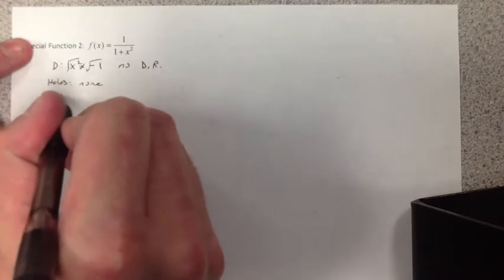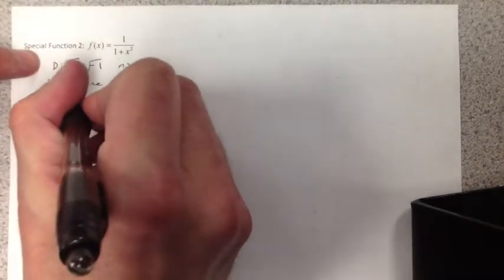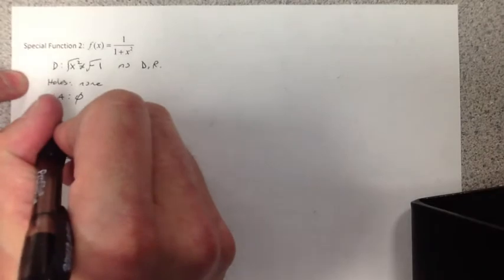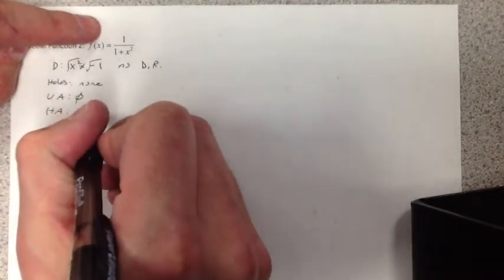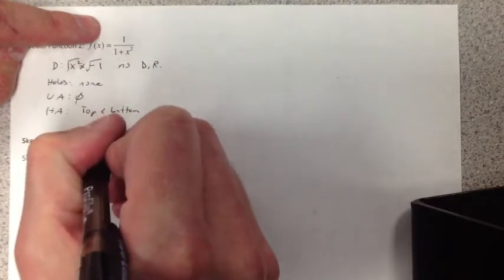What if I try to find a vertical asymptote? Well, there's no domain restriction. Remember, holes and asymptotes come from your domain restrictions. There is no vertical asymptote here. Now, there is a horizontal asymptote, and the rule still applies. Top is less than the bottom, so therefore it's y equals 0.